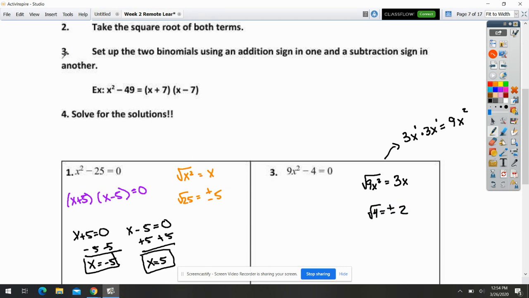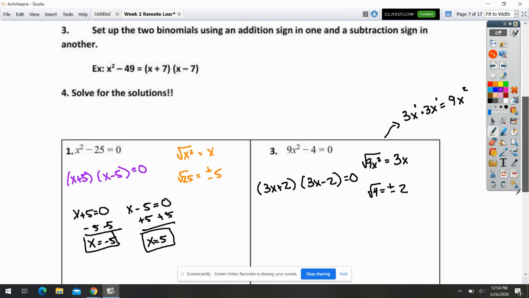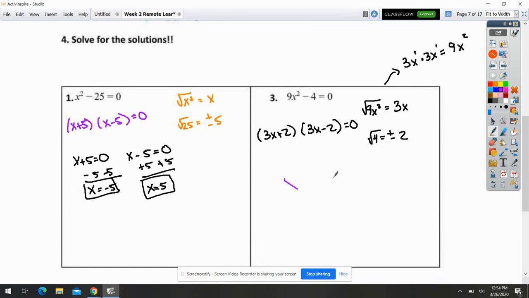So let's do step 3 and set up the two binomials. So one's going to be 3x plus 2, and the other one's going to be 3x minus 2, equals 0. Lastly, we just solve for x. Here's a little bit more work to solve because you have a coefficient in front of x, so let's write this out.